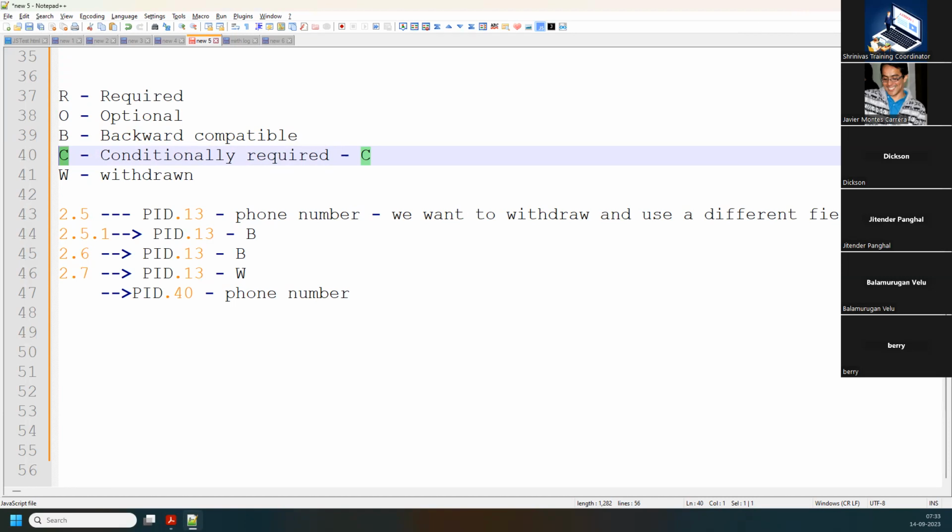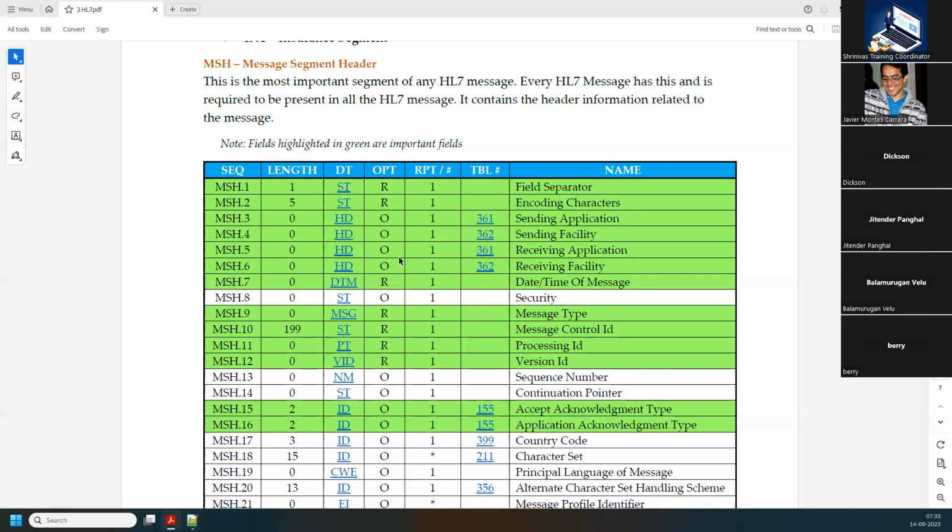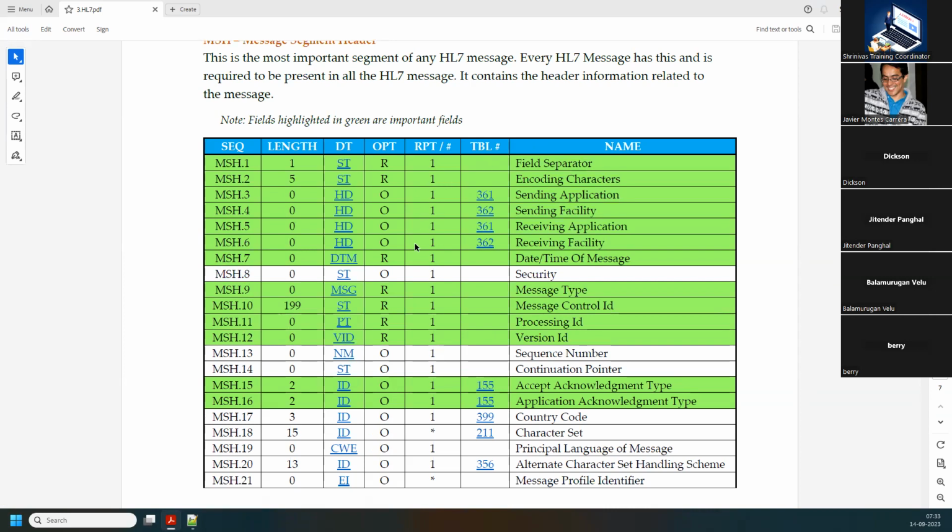Okay. So that is about optionality. Next, we have repetition. Certain fields can be repeated. When I say repeated, it means that it can have more than one data element of the same kind. For example, if you talk about phone numbers, nowadays there is no one who doesn't have more than one phone number, right? Most of the people will have at least two numbers with them.